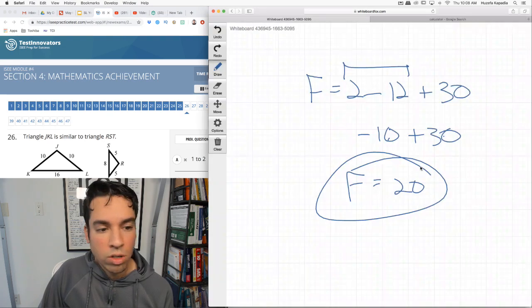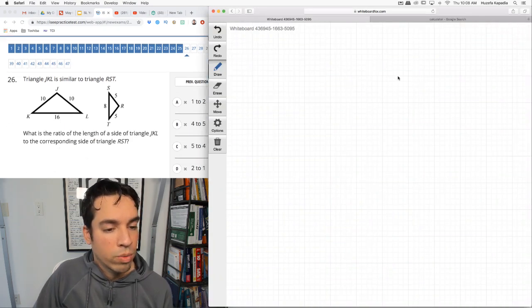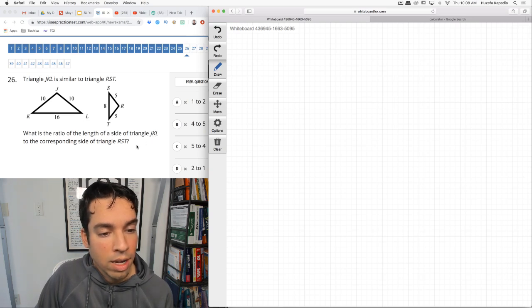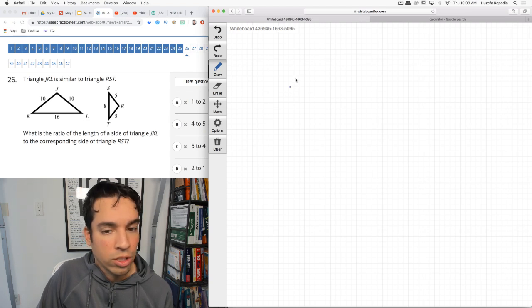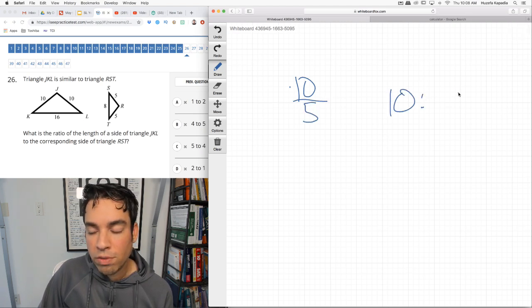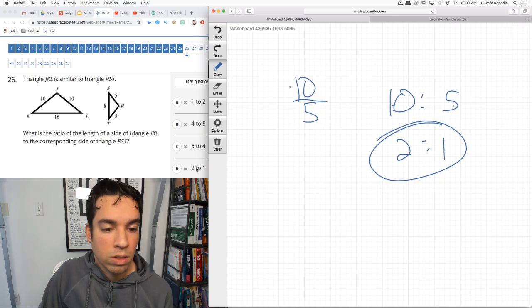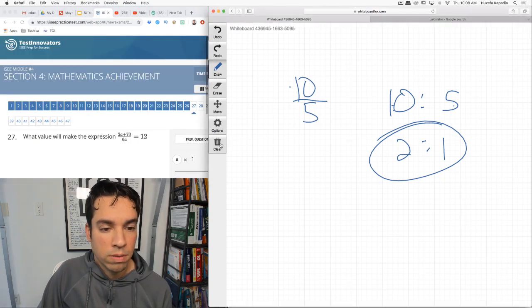26. These two triangles are similar. What is the ratio of the length of a side of triangle JKL? Okay, and then we've got to watch, they rotate this. Watch the order. I told you, right? Since they're giving it JKL to RST, that means JK, which is 10, is proportionate to RS, which is 5. So it's a ratio of 10 to 5, and we can reduce a fraction 10 to 5 by dividing both by 5, just like a fraction, and it becomes 2 to 1. Next.